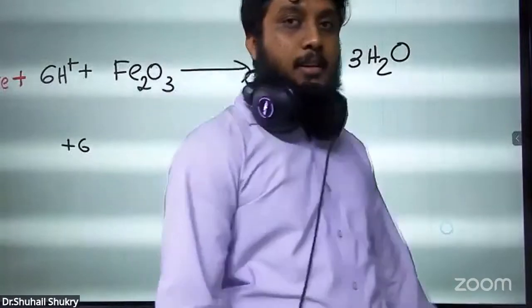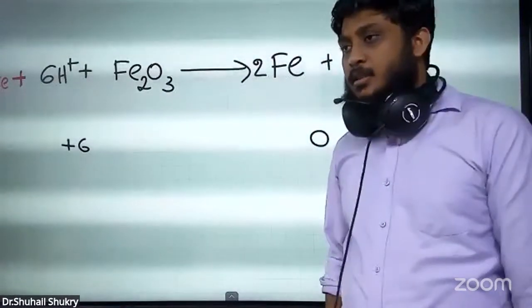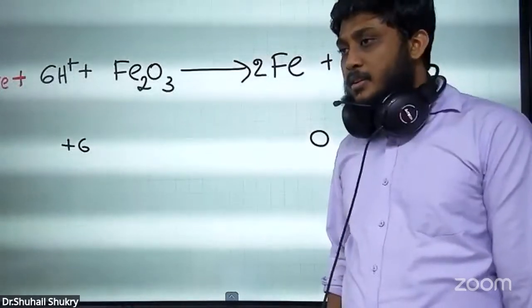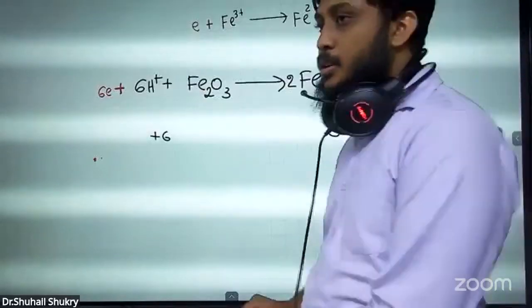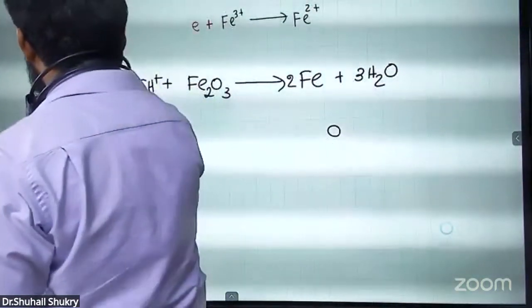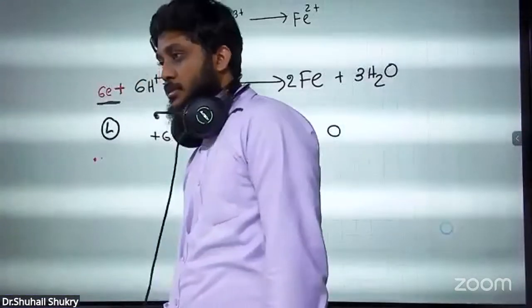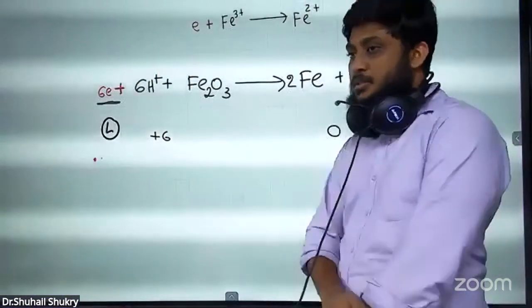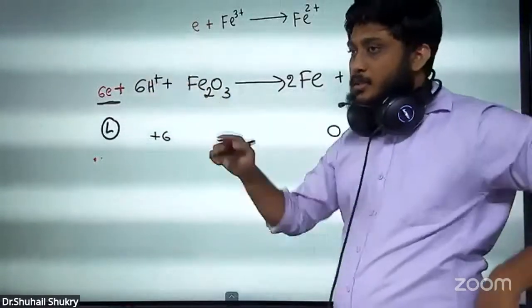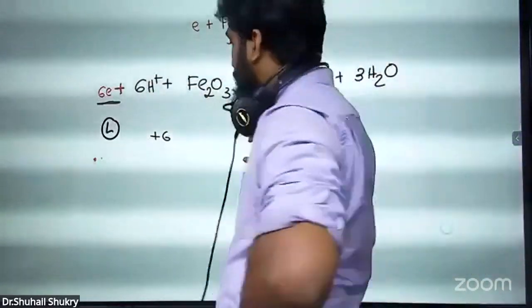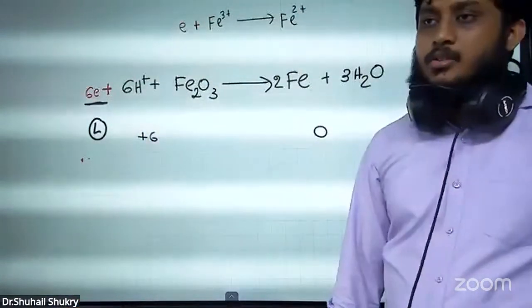We'll see how to add the half reactions next week. Now, what did I tell for these? Reduction half reactions. Why do we say reduction? Remember, if you write the electrons on the left side, these are reduction reactions. If you write the electrons on the right side, oxidation reactions.